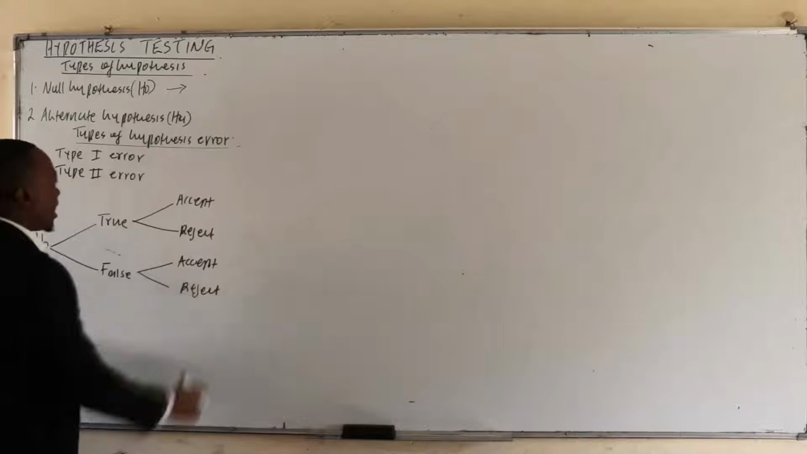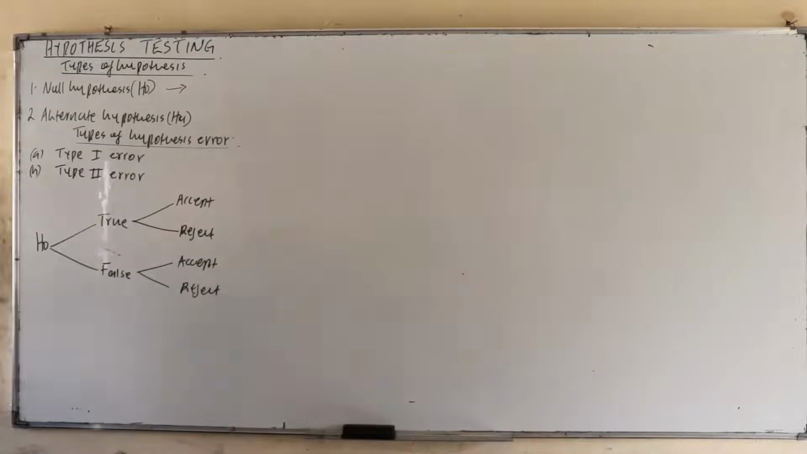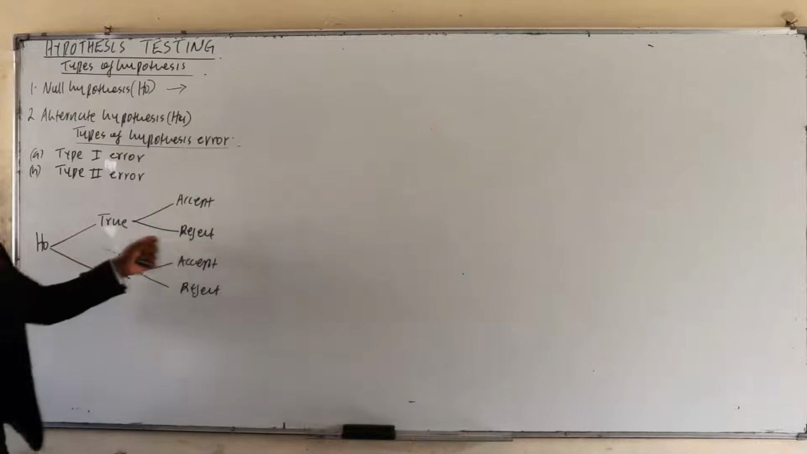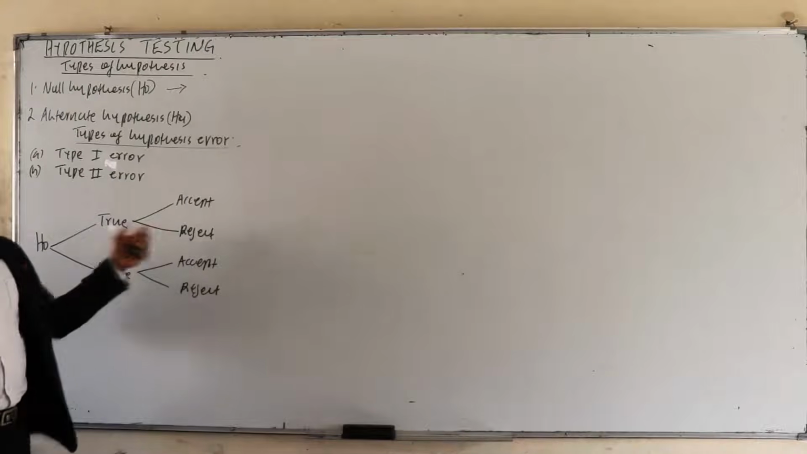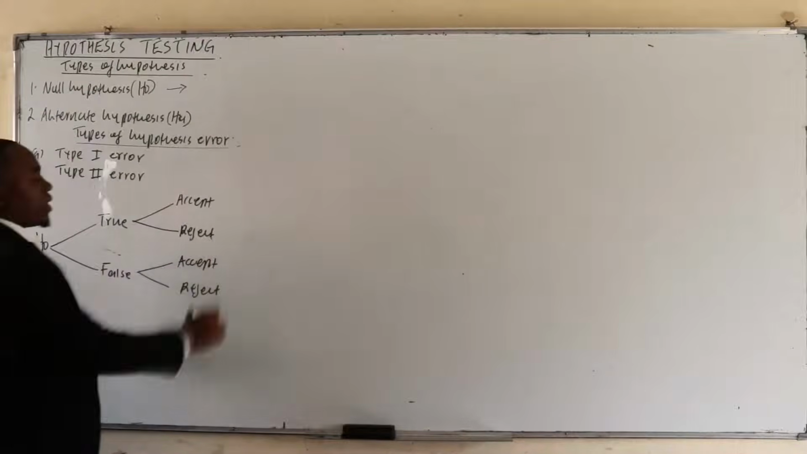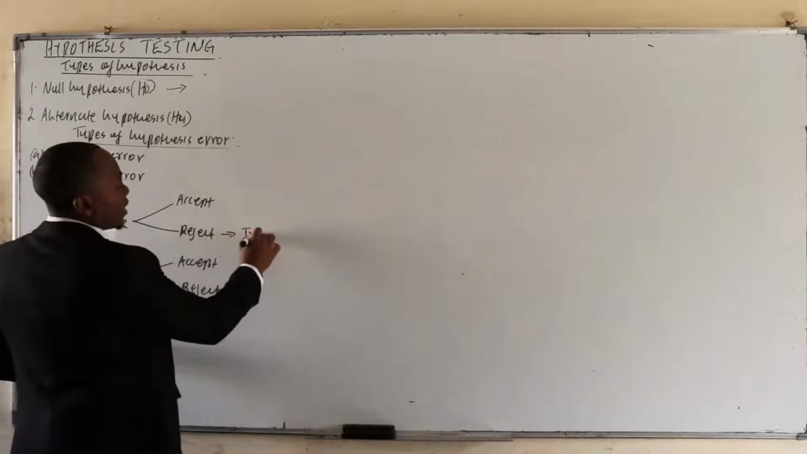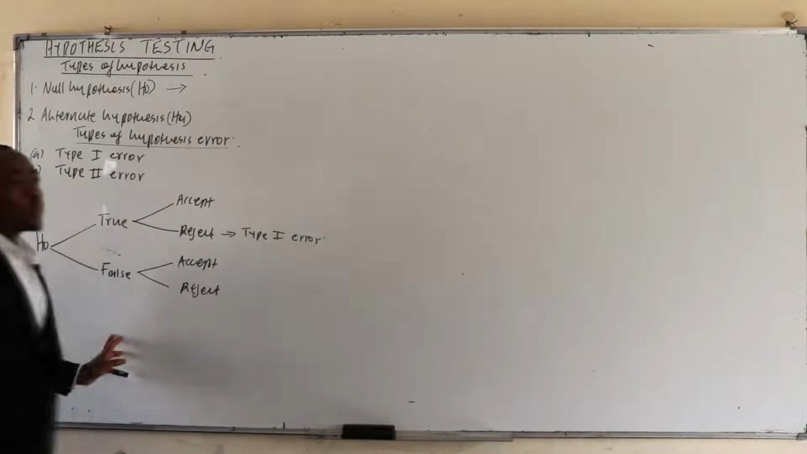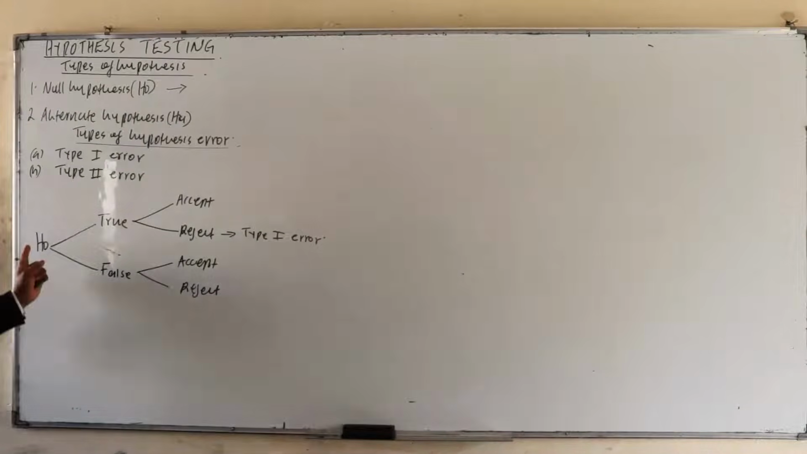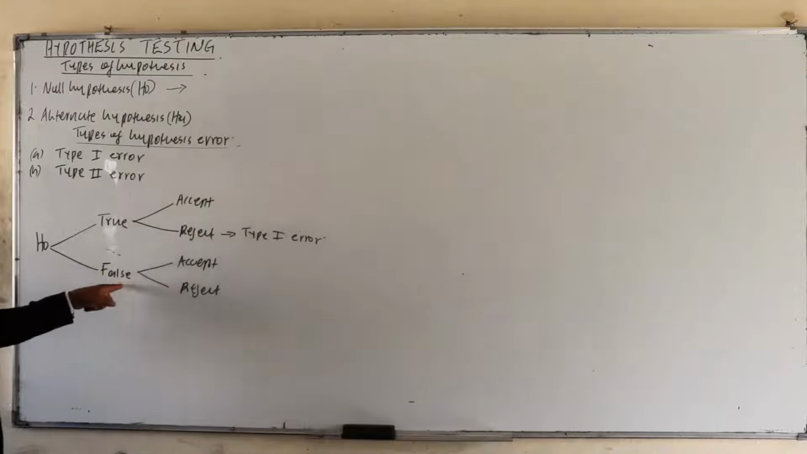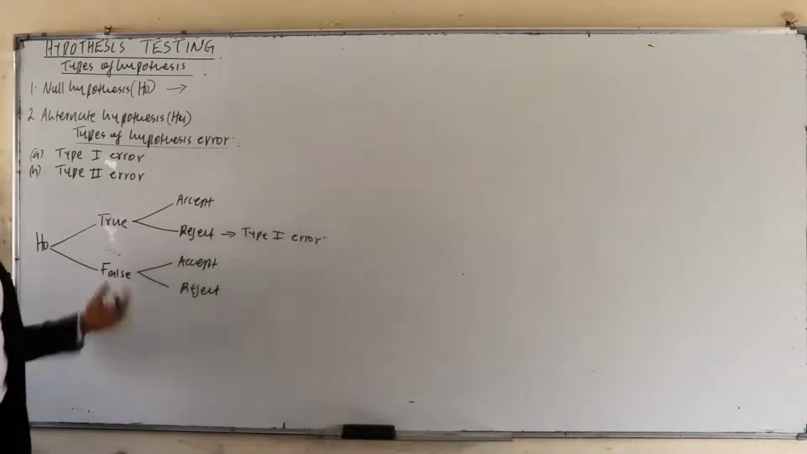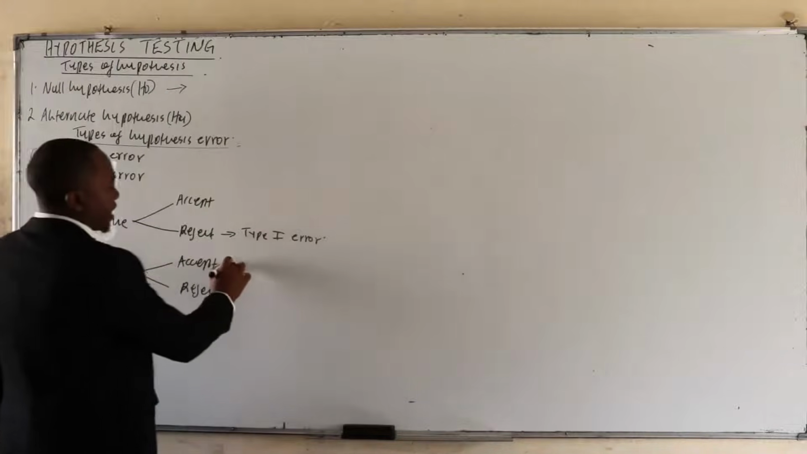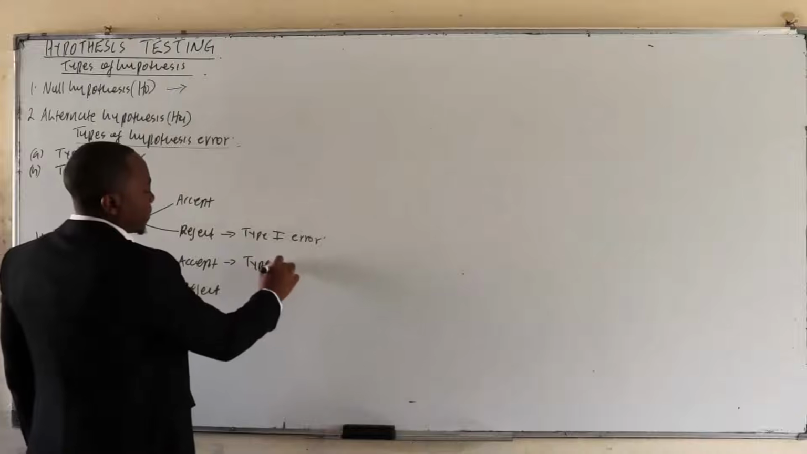Now, how does type 1 error arise? Type 1 error arises when the claim was true, but you rejected it. So in short, you rejected a true hypothesis. That's what we call type 1 error. Type 2 error arises when the claim was false, but you accepted it. So you accepted a false claim. That's how you make a type 2 error.